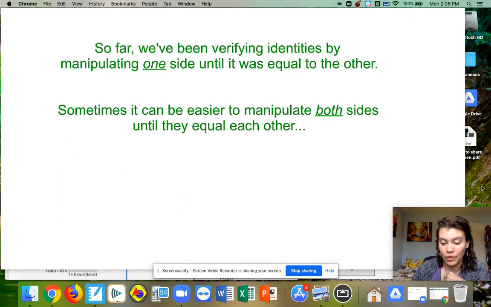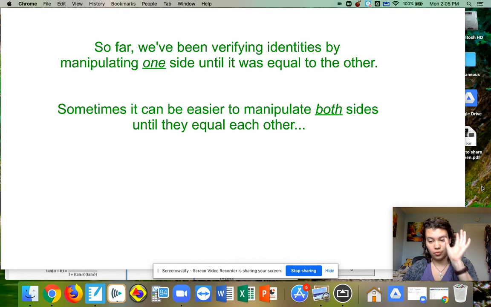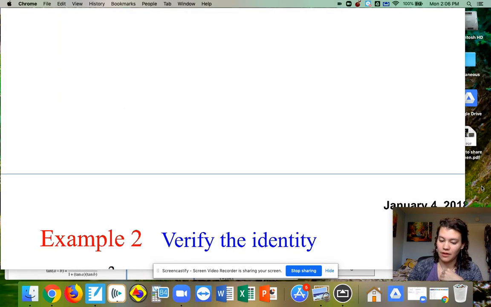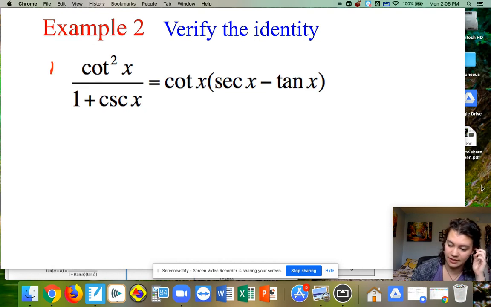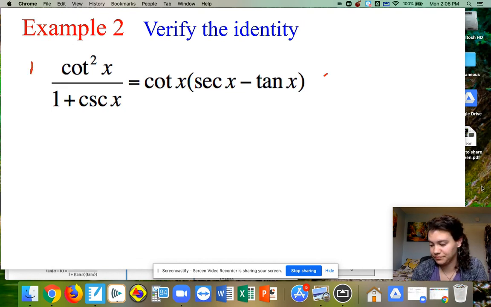Okay. So also so far, we've always been doing one side, manipulating that to get to the other. Sometimes you can do both, and as long as they end up equaling each other, you're done. So that's what we're going to do with this one. I'm going to start over here on this side, and then I'll eventually move over to this one.